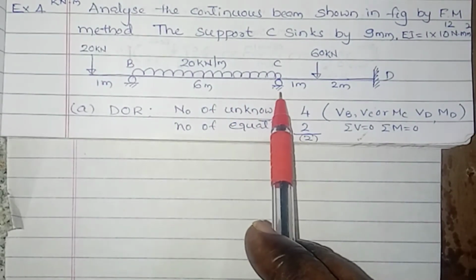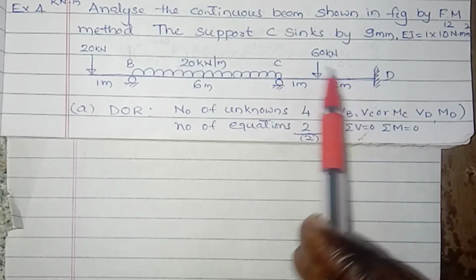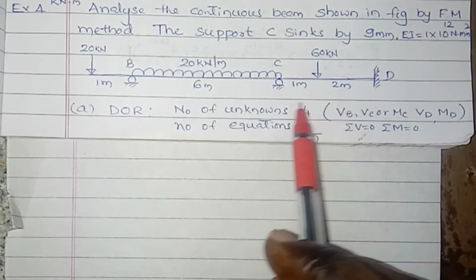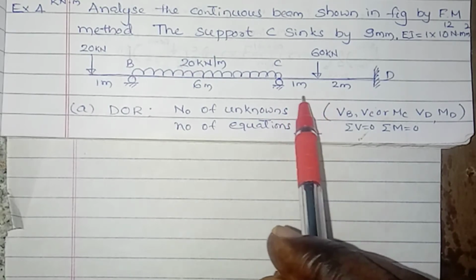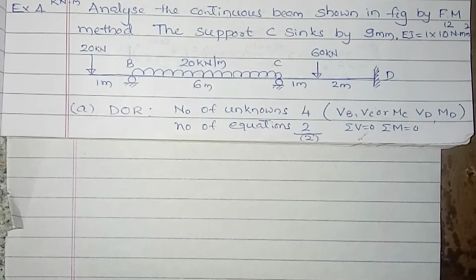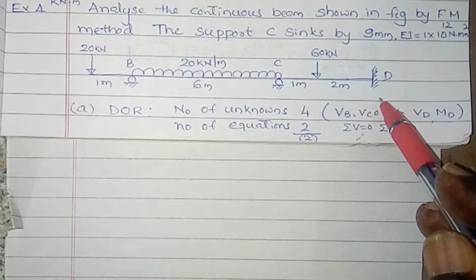Then at C, it is resting on a roller, and C to D, the total length is 3 meter and is subjected to a point load of 60 kilonewton at a distance of 1 meter from C and 2 meter from D. The end support D is a fixed support.